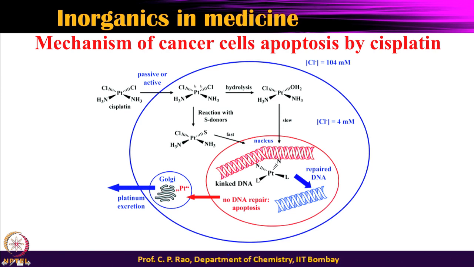Now, for the time being, let us look at the mechanism of action of cisplatin. I already mentioned to you, cisplatin binds to the DNA in an intra-strand fashion, whereas Trans-Platin binds in an interstrand fashion. There are always repair enzymes. The repair enzymes can definitely repair the Trans-Platin adducts, but not the cisplatin adducts.